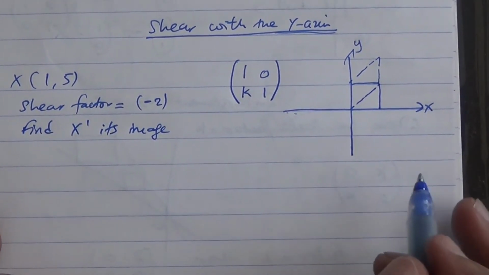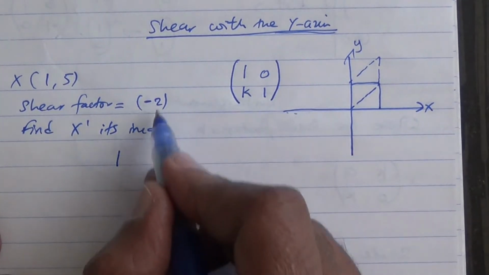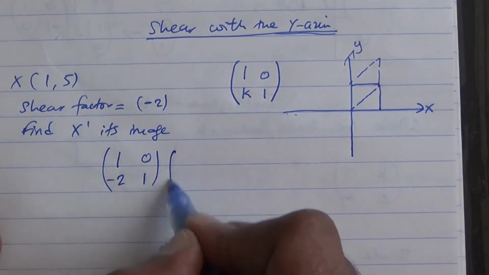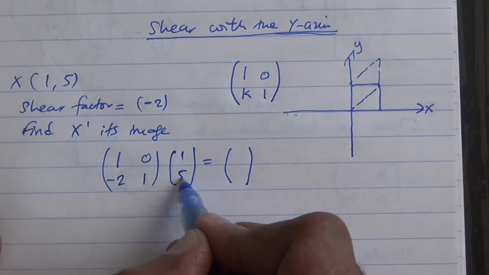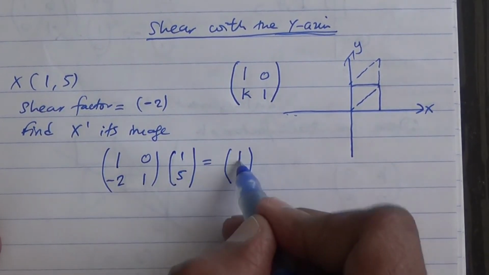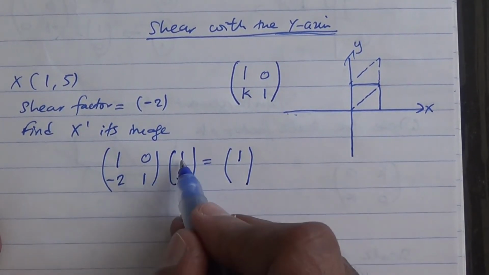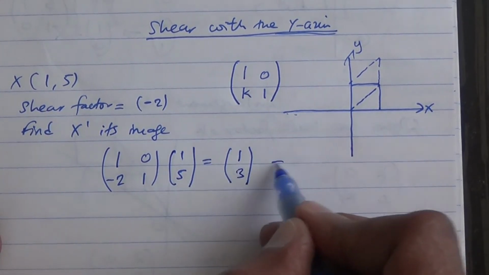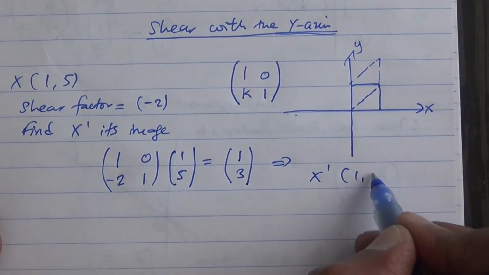So again, what you're going to do, you can use the matrix 1k, and k is -2, 0, 1, times the coordinates, which is 1, 5. 1 times 1 is 1, 0 times 5 is 0, 0 plus 1 is 1, and then here row times column, so -2 times 1 is -2, 5 times 1 is 5, 5 minus 2 is 3, and hence the answer is going to be x dash, which is 1 and 3.